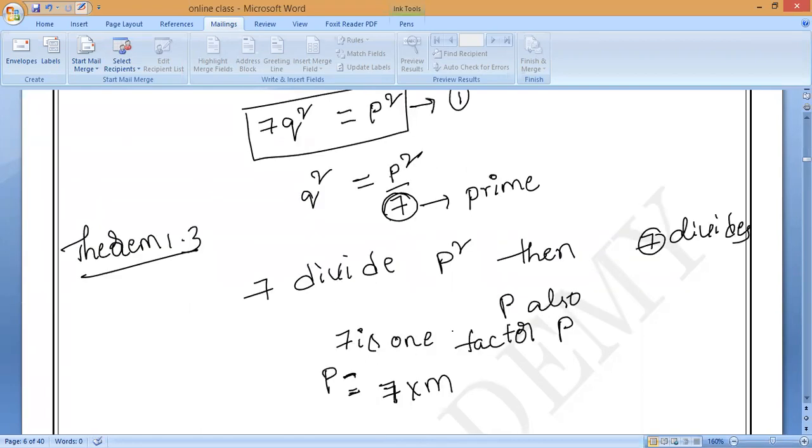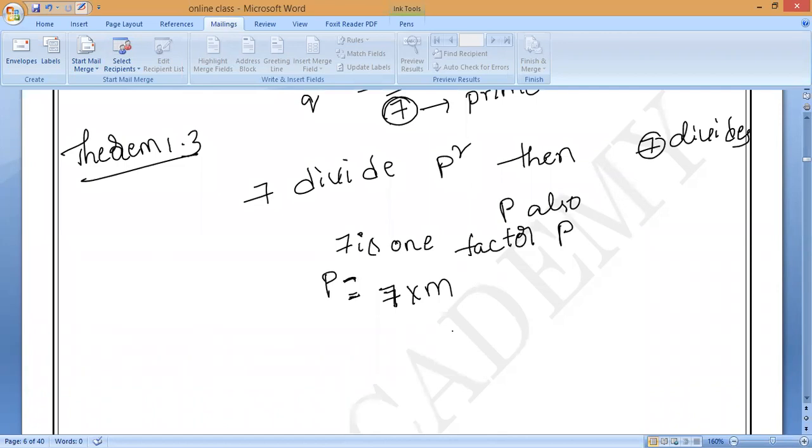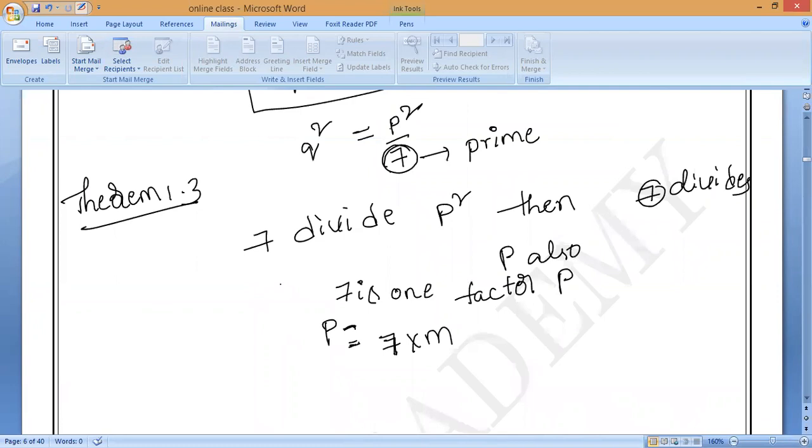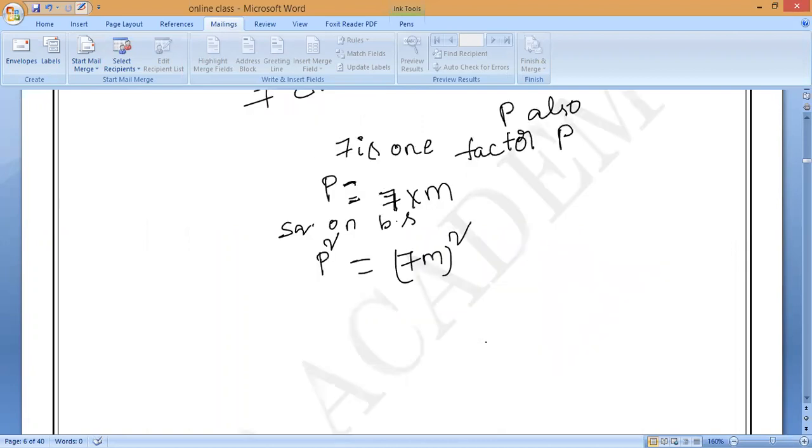Squaring on both sides now. Why are we squaring on both sides? It means we get the equation in square format, correct? So squaring on both sides, P square is equal to 7M whole square. Next, P square is equal to 49 M square. Do you understand? Yes, ma'am, 49 M square.